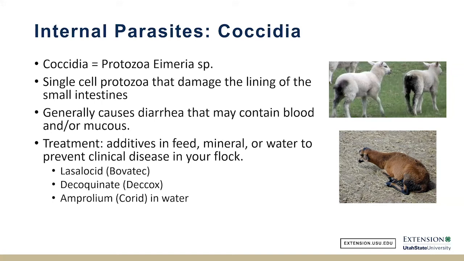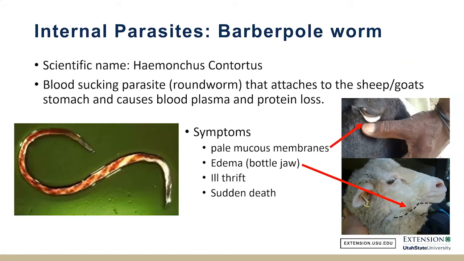The next big parasite that I really wanted to talk about today, and that is of concern to a lot of small ruminant owners, is the Barberpole worm. The scientific name for this particular worm is Haemonchus contortus. This is a blood-sucking parasite also, and it's given the name Barberpole worm because when you look at it, it looks somewhat like a barber pole in that it's striped in red and white.